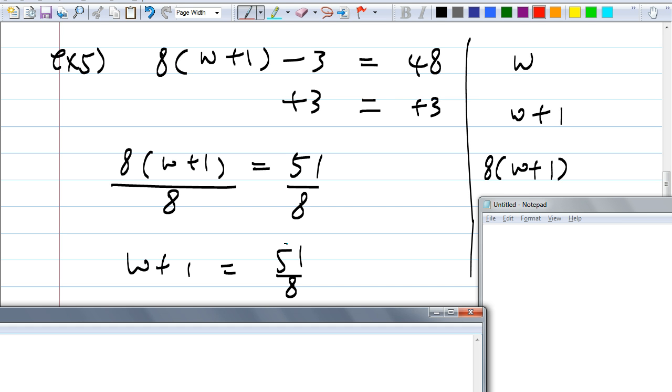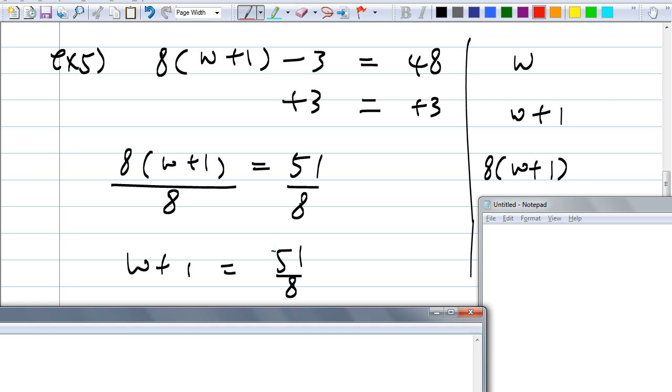Make it a common denominator. How can I write subtracting 1? What is the denominator of 51 over 8? 8. It's 8. So Dakota, what should I rewrite subtracting 1 as? 8 over 8 is exactly right. Because what's 8 over 8?